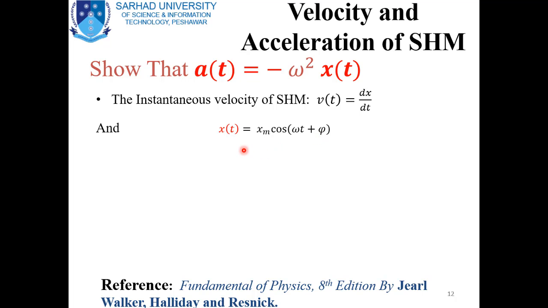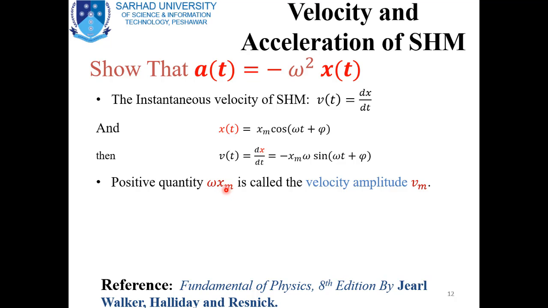So if we put the value of this x over here and differentiate with respect to time, we will get minus xm omega sine(omega t plus phi), and the positive quantity omega xm is known as the velocity amplitude, which represents the maximum velocity, and this is a positive term. You can replace xm omega with vm and rewrite the expression as well.